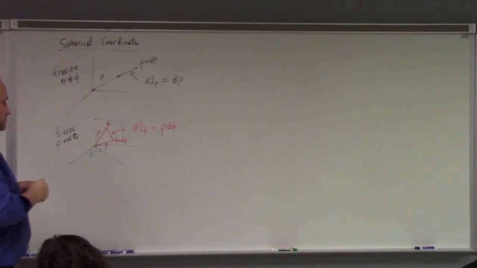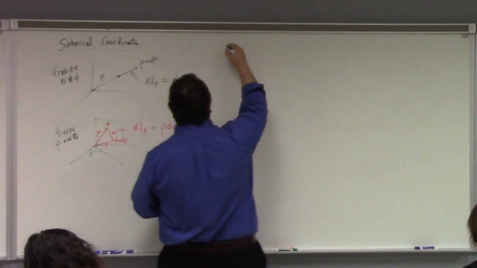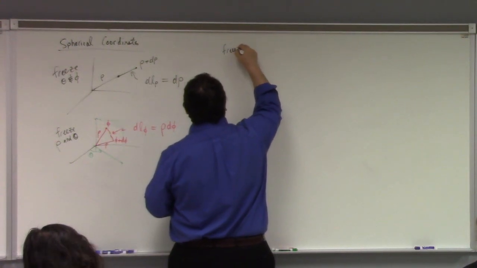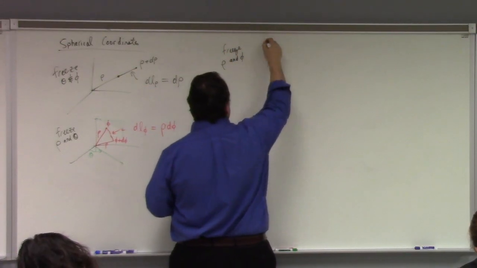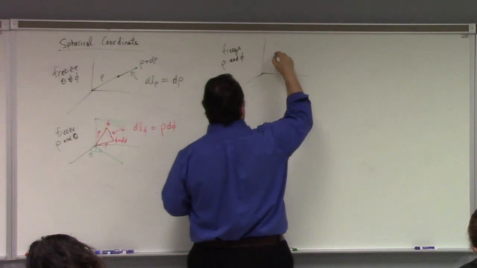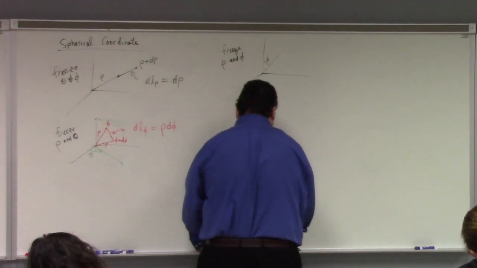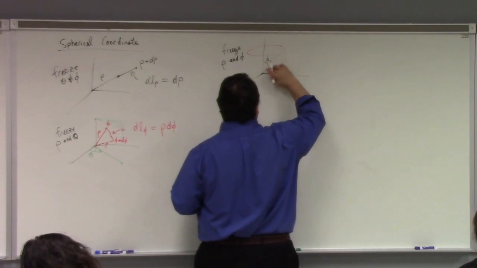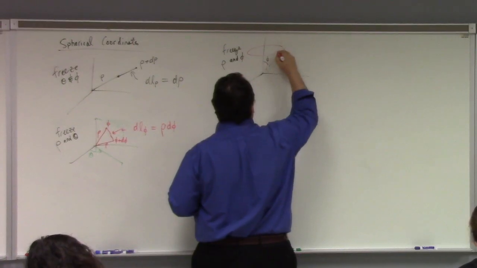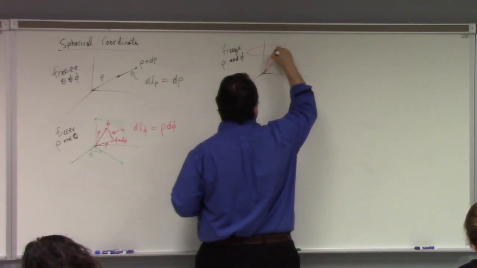All right? And then what's the other thing we can do? How about we freeze rho and phi, right? So we're stuck at phi, and we're stuck at rho. That means that we're on some kind of circle like that, right? And so we could go, say, from here over to here, like that.